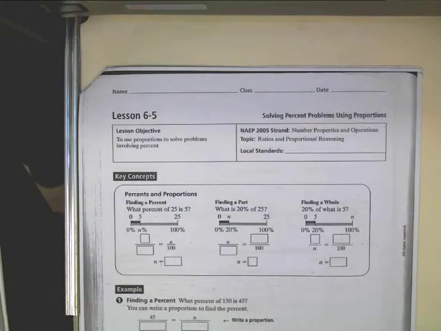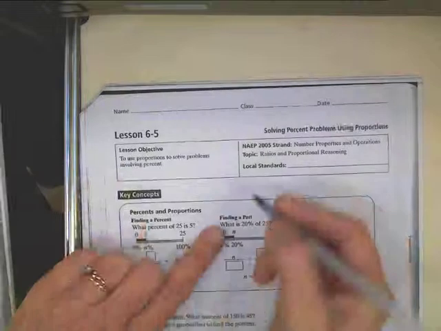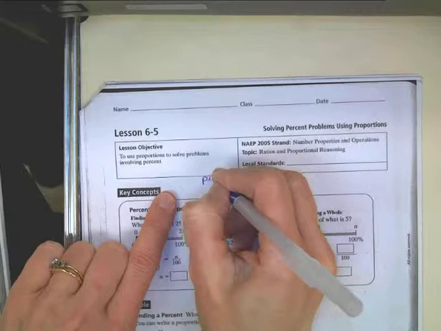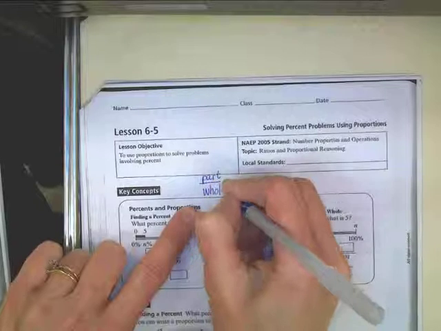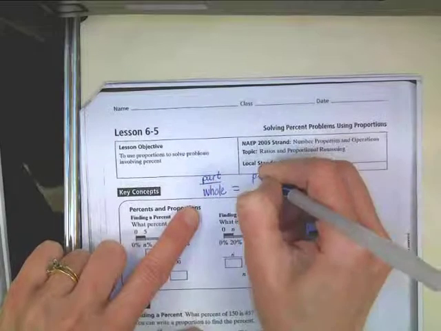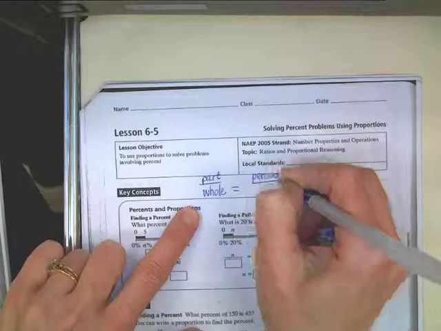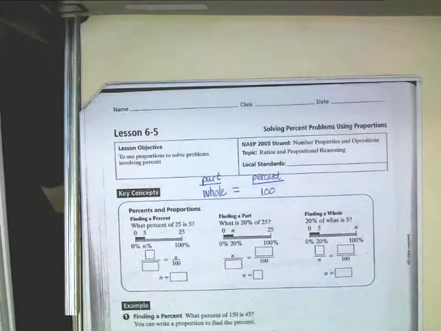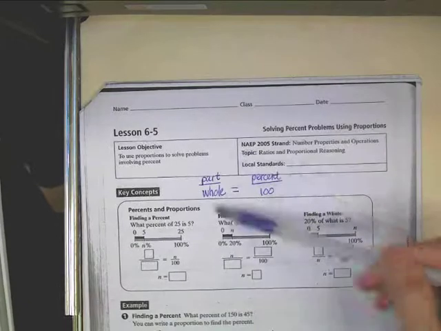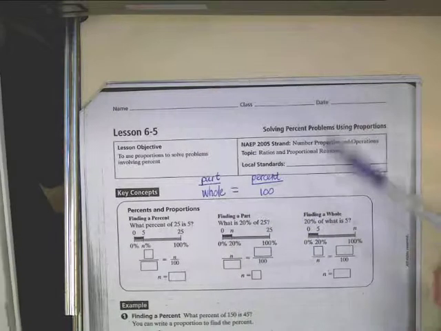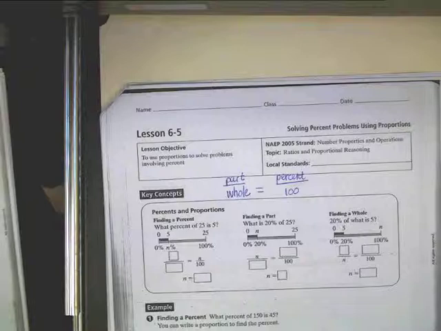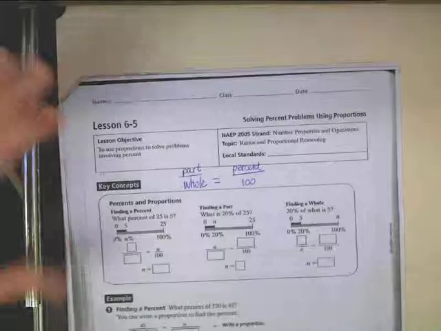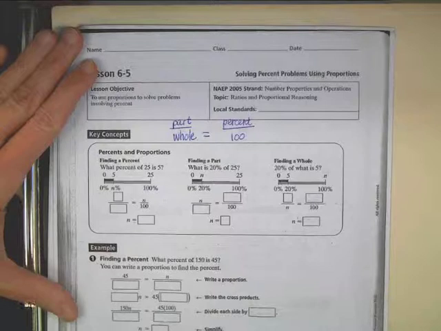That is our objective, to use proportions to solve problems involving percent. Before we even get started, I'm just going to write the general format. Basically, part over whole is one ratio, equals the percent over 100. These are the pieces that we use in the proportions, or the ratios that form our proportions, and that's just a helpful thing to keep in mind as we go. Let me get this a little better centered for you. There we go.